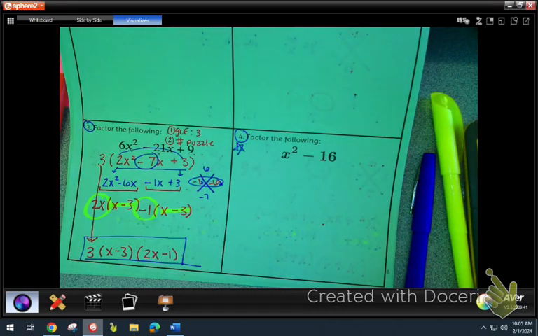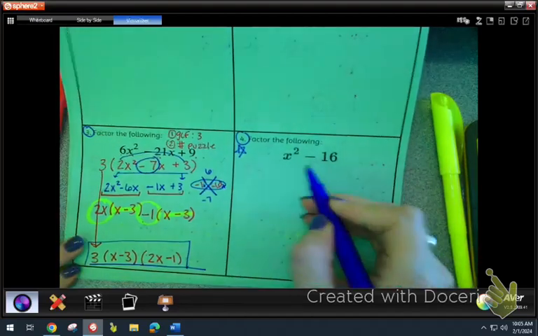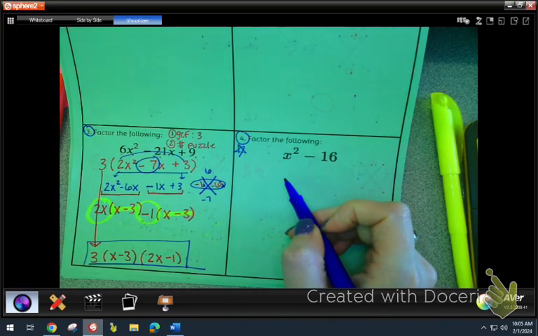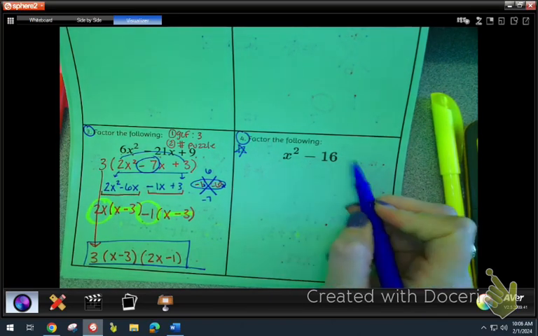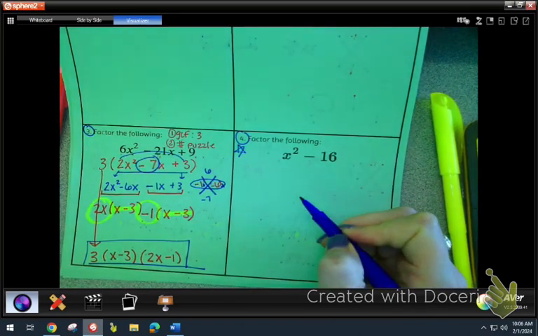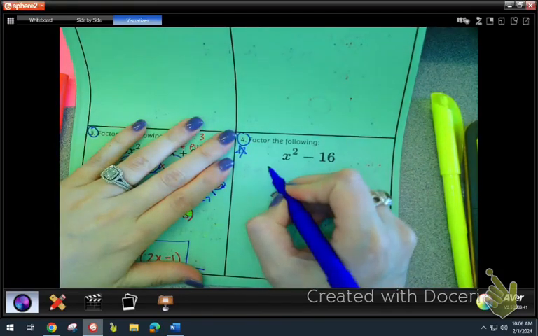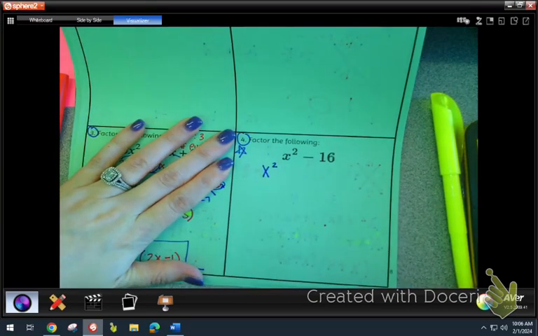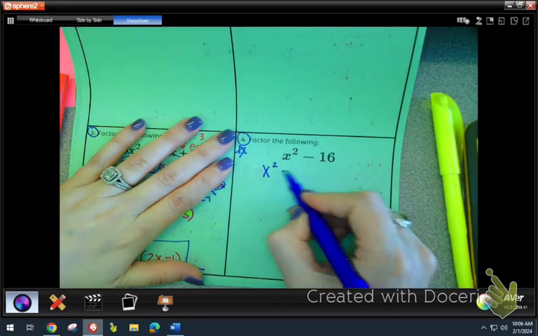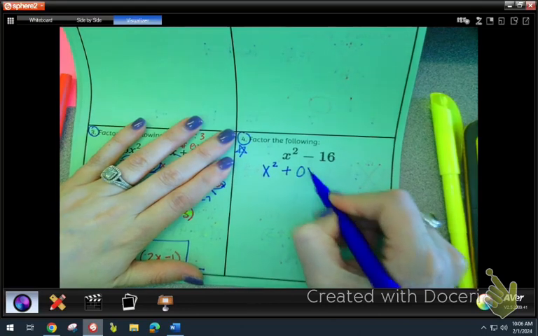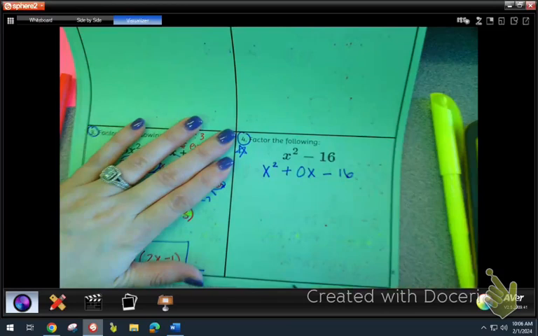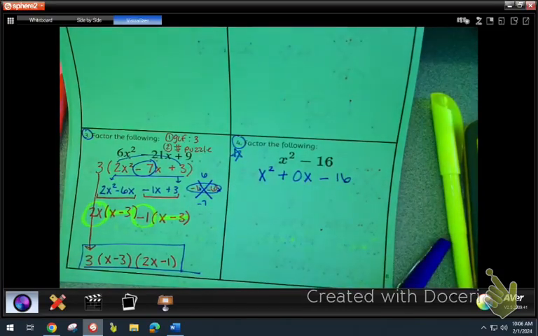What is missing here? The second bit of the problem. Okay, what do we normally have? We normally have an x squared, then an x, then a constant. We don't have an x. So how can we rewrite this? What number represents nothing? 0. 1 is 1, 0 is nothing. Can I do this? Yeah.